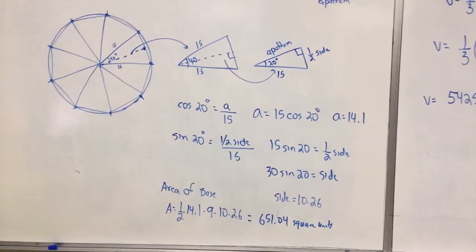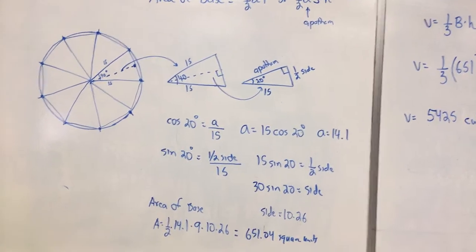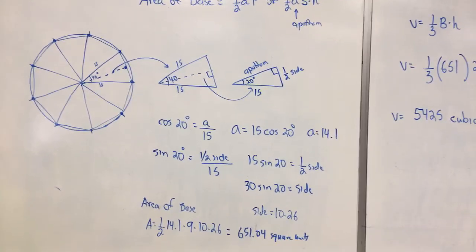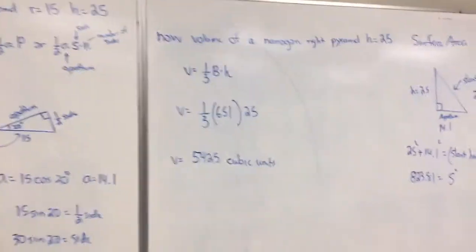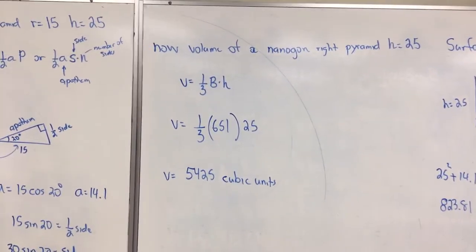Then I can use the formula to find the area of the base, 1/2 A, which is the apothem, times the perimeter, okay? And then the volume is 1/3 the area of the base times the height. And then the surface area.